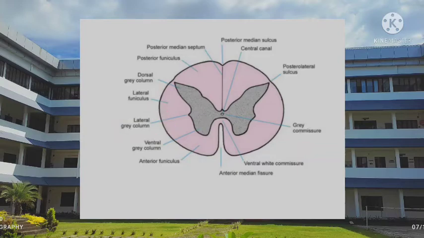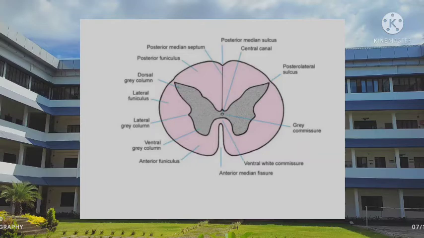The gray matter of the right and left halves of the spinal cord is connected across the midline by a gray commissure that is traversed by the central canal. The central canal of the spinal cord contains cerebrospinal fluid. The canal is lined by ependymal cells.